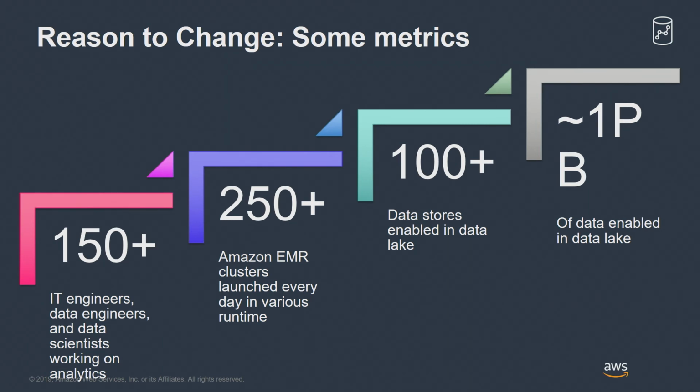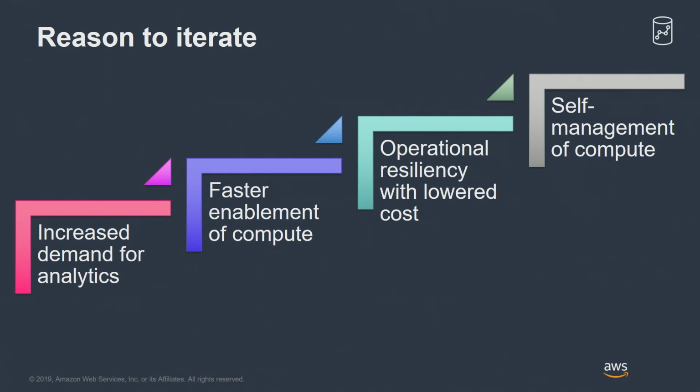The main challenge they saw with that is how do we scale? How do we provide these kinds of templates and automation to the rest of the organization? That's why we started to work with them on what were the goals that needed to be achieved, especially to attend the demand for increased analytics, making sure we can enable compute faster, and having the operational resiliency and the environment that needed to be available around the clock, and self-management of compute.